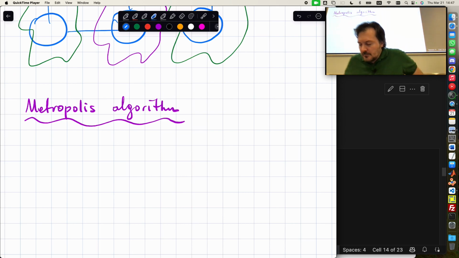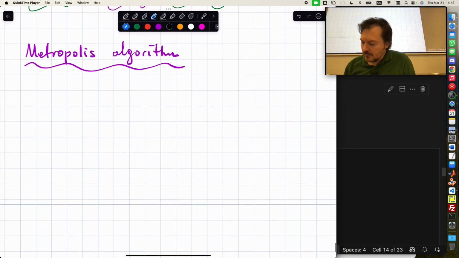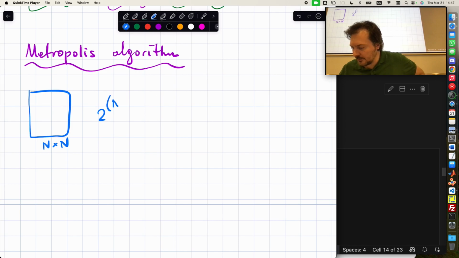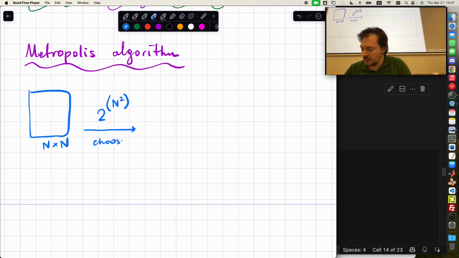So, here's the thing. Let's say you have n by n spins, right? N by n. So how many states do you have? 2 to the power of n squared, right? Very hard to deal with that many states. What do you do with those states? You choose one of them. Choose one, let's say at random.